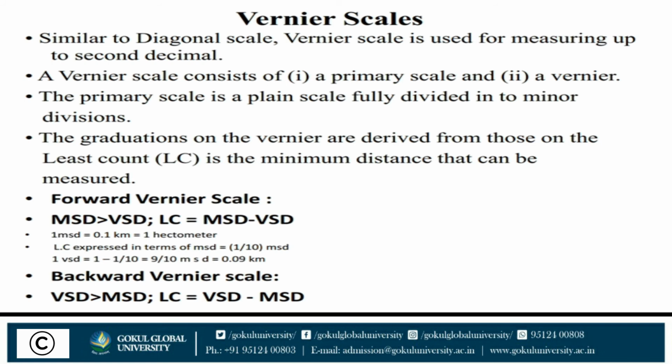Forward vernier scale: LC is equal to MSD minus VSD. Showing valuation, MSD is 0.1 kilometer, meaning 1 hectometer. LC expressed in terms of MSD is equal to 1 upon 10 MSD. 1 VSD is equal to 1 minus 1 upon 10, which is 9 upon 10 MSD, that is 0.9 kilometer. Backward vernier scale: LC is equal to VSD minus MSD.